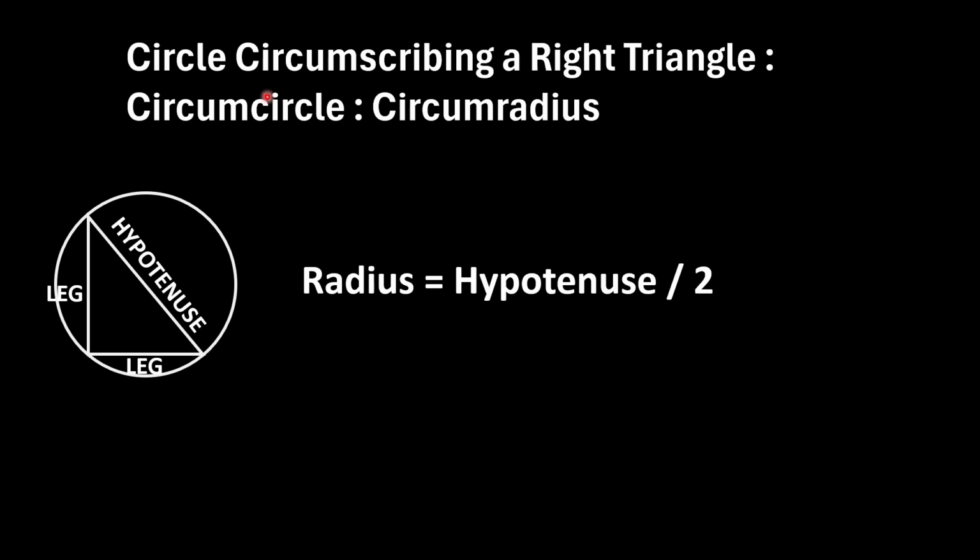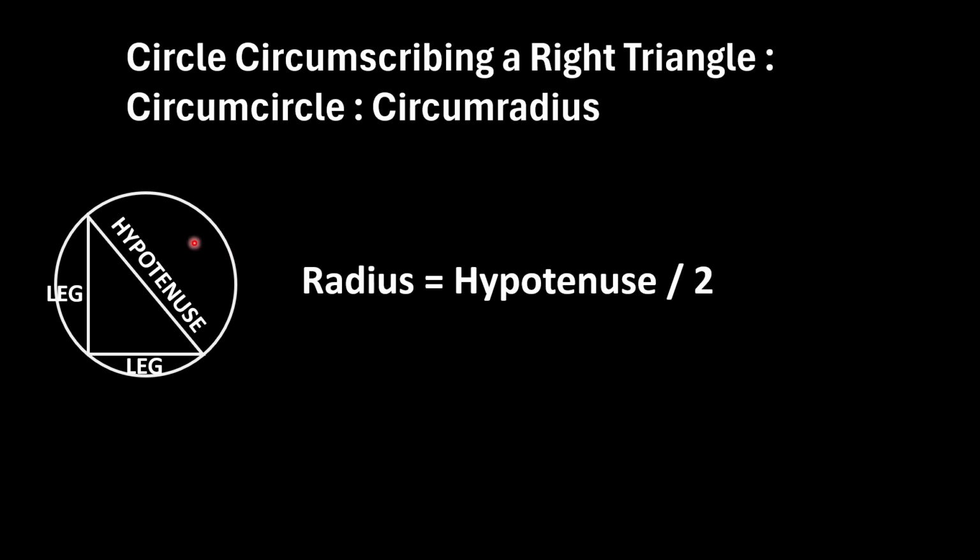Now we have got a circumscribing circle. Circumscribe means the circle is outside, not inside. So circumscribing a right triangle, this would be called a circumcircle. When it is outside, circumscribing, this is the circumcircle.